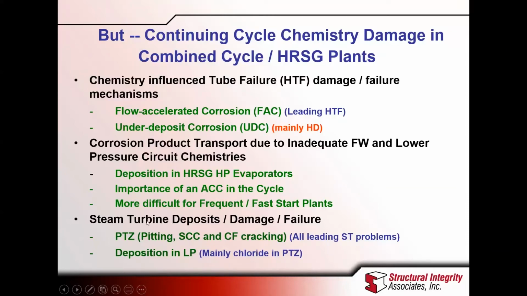We also have problems on the steam turbine, which seem to be increasing, and these relate to stress corrosion cracking and corrosion fatigue in the phase transition zone of the low pressure turbine, all initiated at pits on the surfaces. We also see deposition in the LP, which is one of the things that we don't want to see.